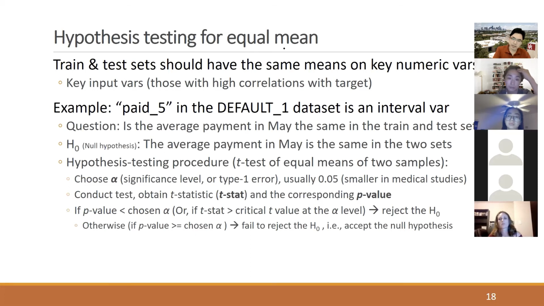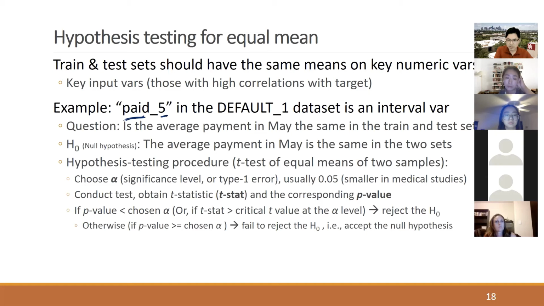Test for equal mean is using a t-test. We'll use one example here. This is one of the input variables in the default 1 dataset. If you look at the data dictionary or documentation, paid is the amount of payment made in a particular month, and 5 means the 5th month, which is May, because the first month is January. So this variable is the amount of payment that each customer made in paying for the debt of the credit card balance in May.